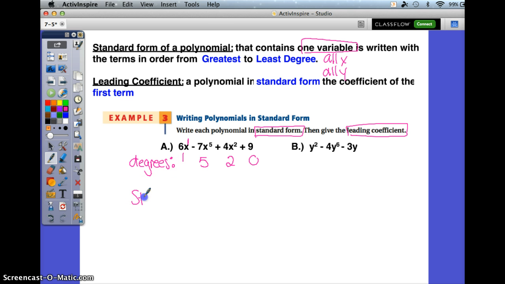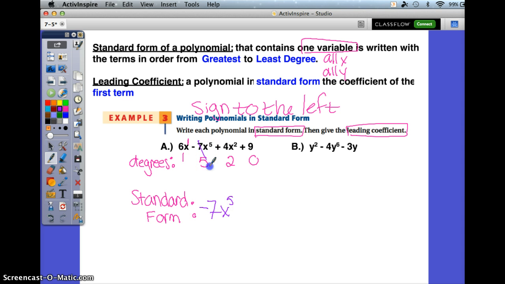So now for standard form, I need to write it in order from greatest to least degree. Always looking at your sign to the left. Always look at your sign to the left. So you get negative 7x to the 5th. That was my greatest degree. Then plus 4x squared. That's my next. Then plus 6x plus 9. I used all my terms up.